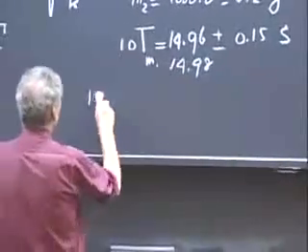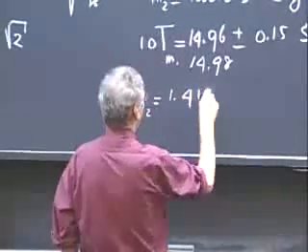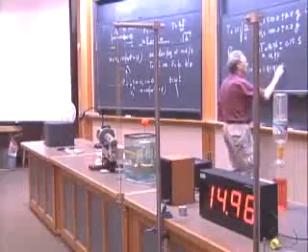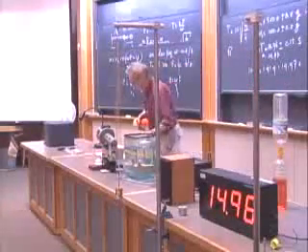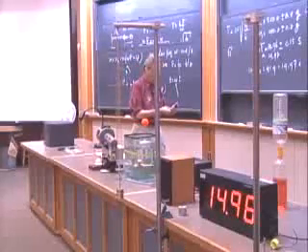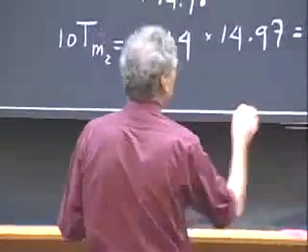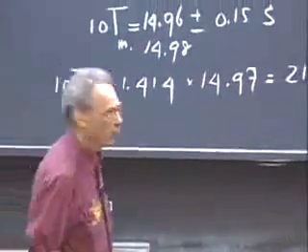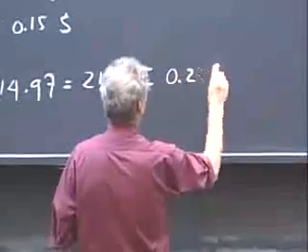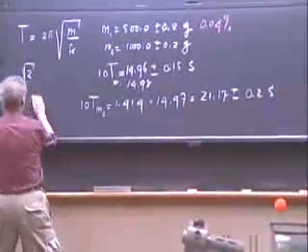So now we can make a prediction that 10 times TM2 must be 1.414, which is the square root of 2, times 14.97. Okay, so I take the 1.414, I multiply that by 14.97, and I find 21.17. Of course this has to be multiplied also by 1.4, so that becomes plus or minus 0.2 seconds. That is a prediction.